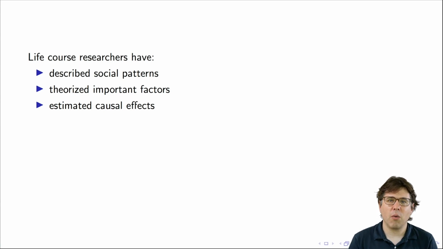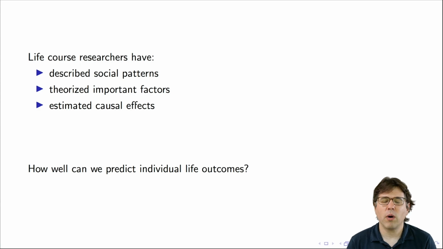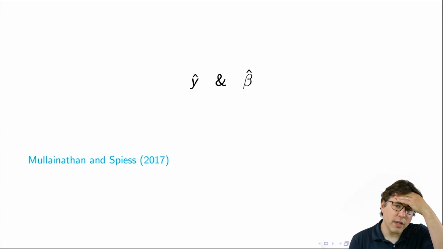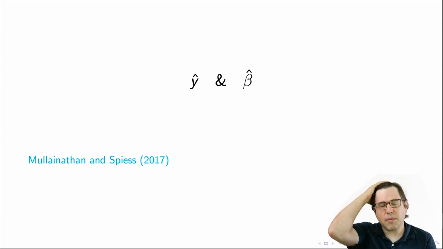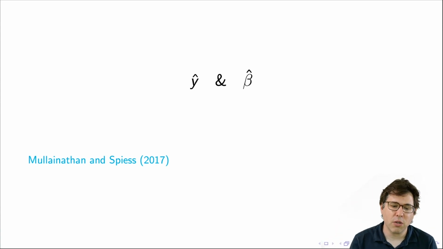So given all the work that we've done so far about the life course, and given a large, high-quality data set, how well can we predict individual life outcomes? So this is an example of a research project that's focused very much on predictability. And that's something that's not so common in the social sciences right now.